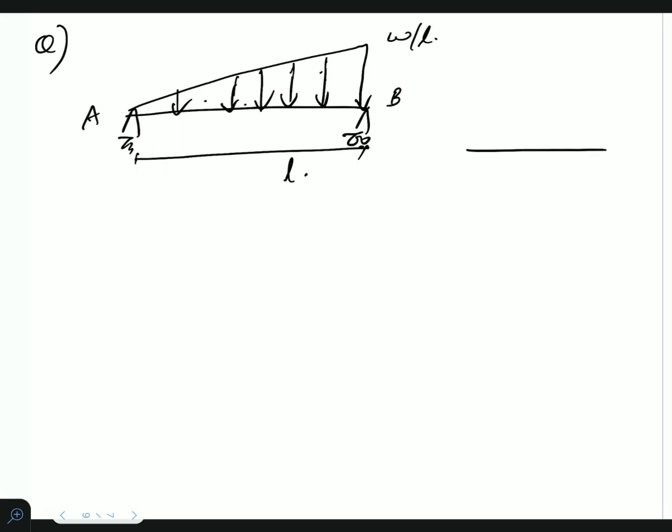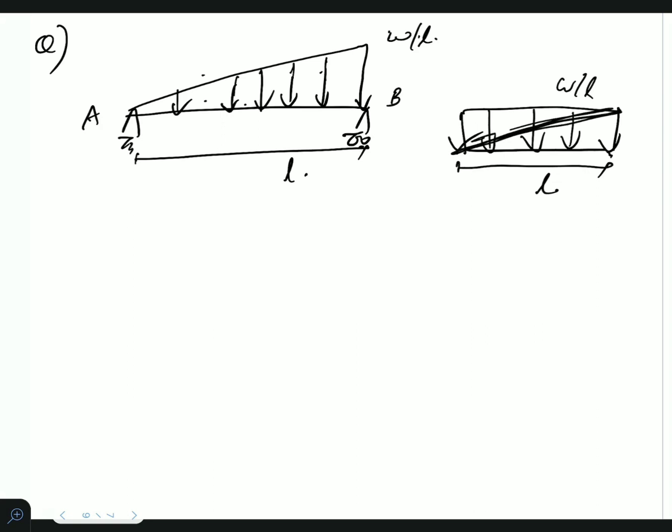See this load, I can put it as W per length into L by 2, which will give you the total load. It just means like this. We are taking a UDL, and you can represent a UDL like this also. The W per length in this distance means the total load is WL. But this triangle means that this is half of this. So we will have WL by 2 as the total load.